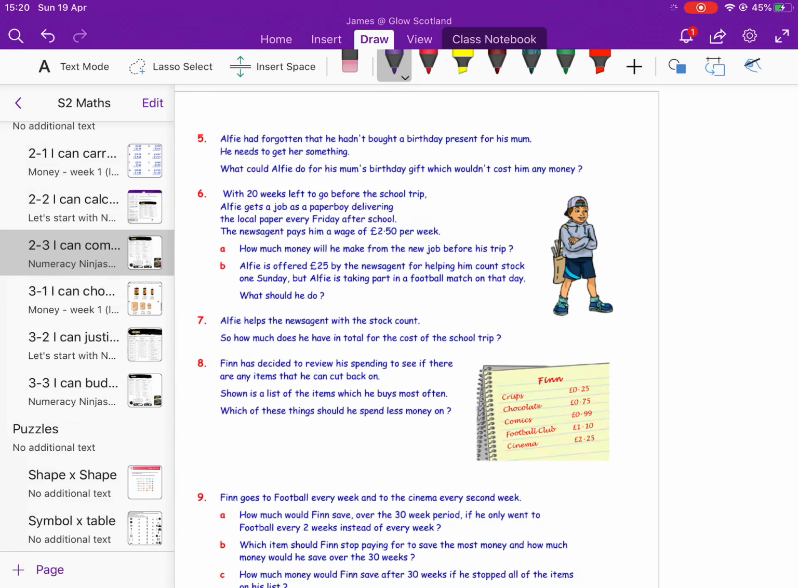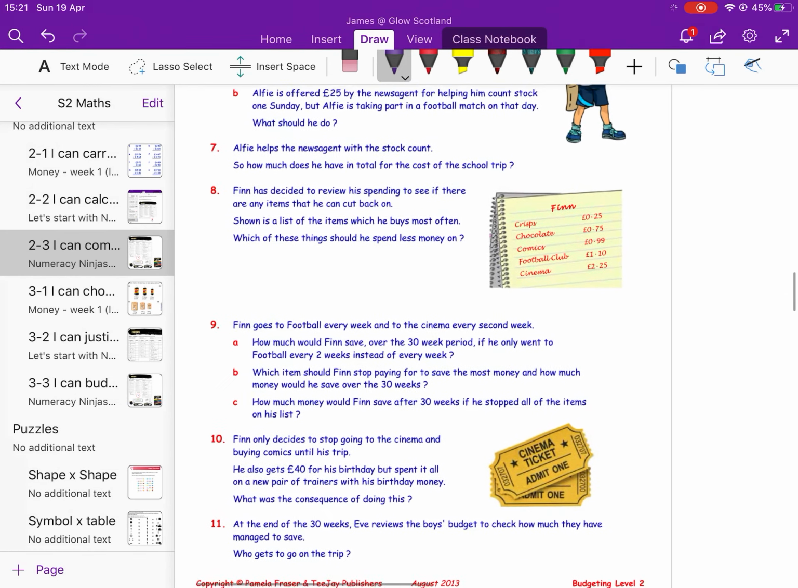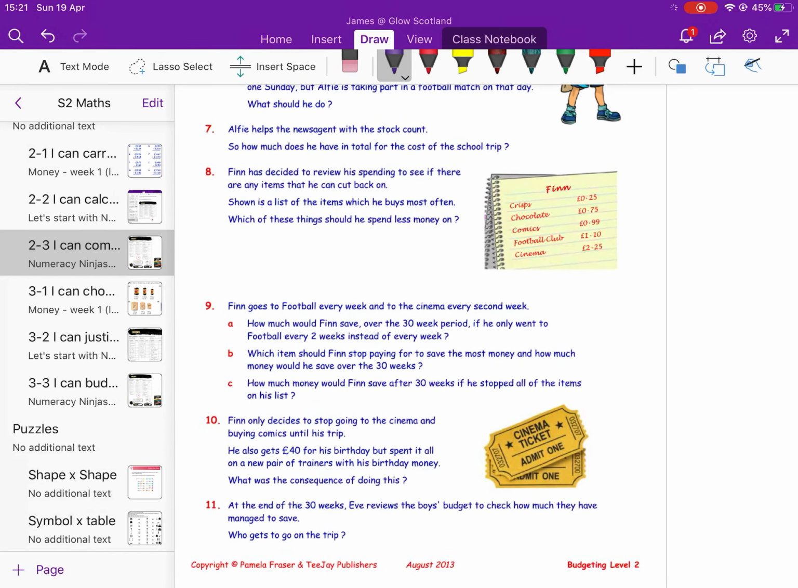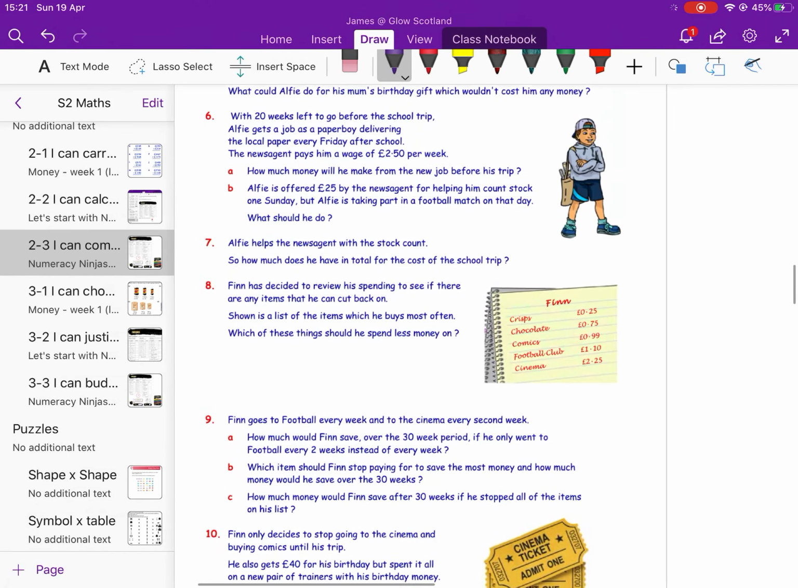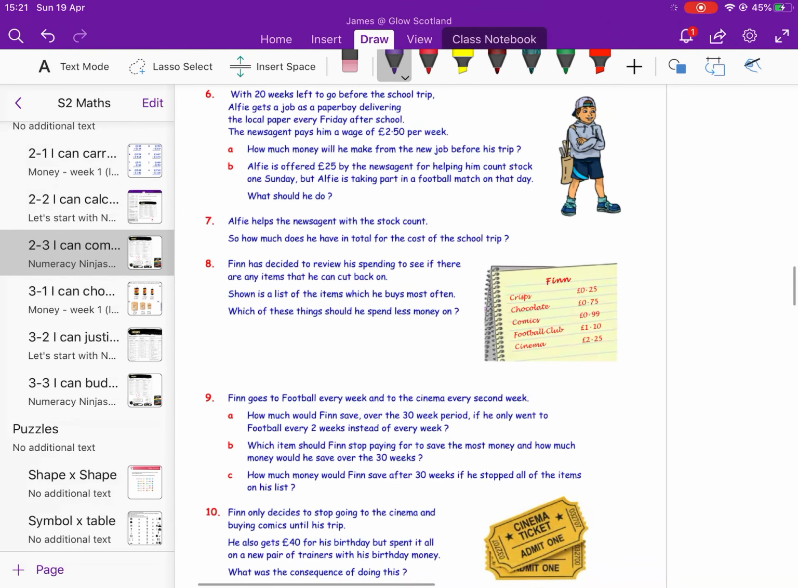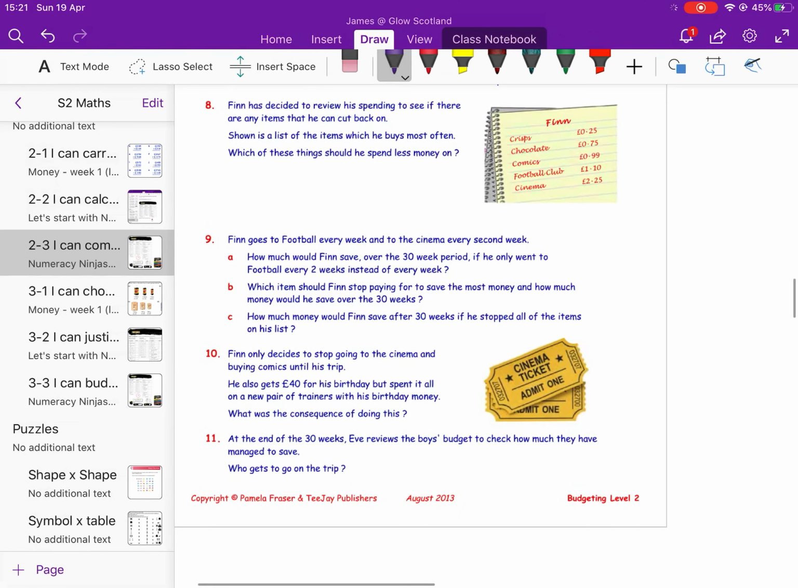And for part B, he's offered £25 by the newsagent for helping him count stock one Sunday, but Alfie is taking part in a football match that day, so you need to decide what you think he should do. Should he help the newsagent get the extra cash, or should he go and play football? Number 7, Alfie does help the newsagent, so you need to add his extra money onto the money he saved from his paper round job to get number 7.